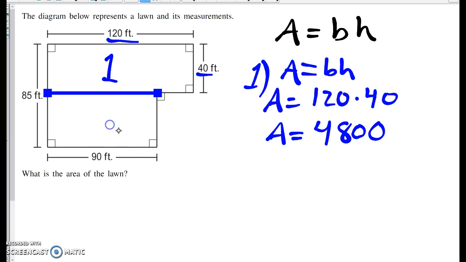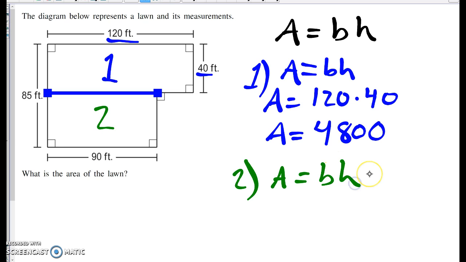So, changing the color here, rectangle number 2, we can do the same thing. We know it's a rectangle, so we know what our formula is going to be. That means we need a base and a height. Well, in this case, the base, 90, is easy enough to find. It's labeled. From here to here is 90 feet. But the height, which is stretching from here to here, isn't labeled. So we have to do some additional puzzling out.